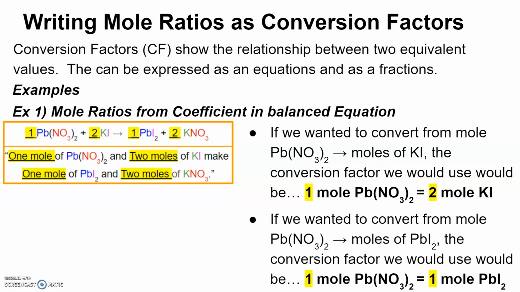Similarly, if I wanted to convert from moles of lead nitrate to lead iodide, I would again go to my balanced chemical equation. I'll find lead nitrate and lead iodide in the balanced chemical equation, and then those coefficients I would use in my conversion factor.